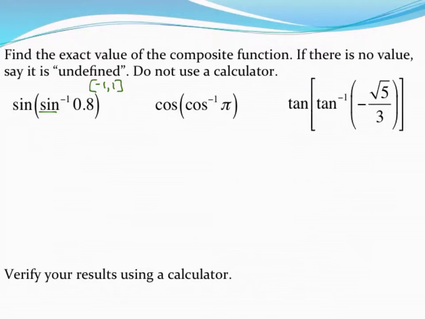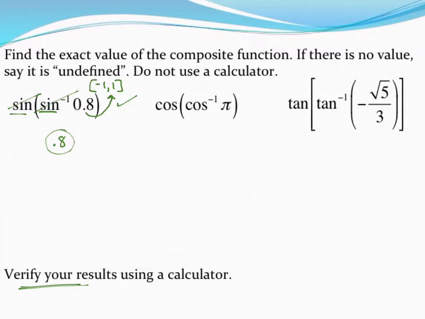So is 0.8 in between -1 and 1? And yes, it is. So if it's in our domain, the problem is as easy as canceling these things out. Sine of the inverse sine cancels out, and so the answer is just 0.8. We can verify this very easily using a calculator. I won't show you that part, but I would encourage you to try that on your own. Just type in sine of the inverse sine of 0.8 and make sure that, yeah, it is 0.8.